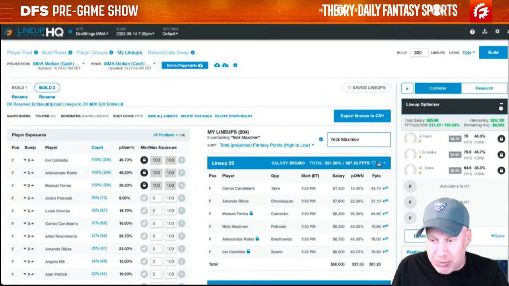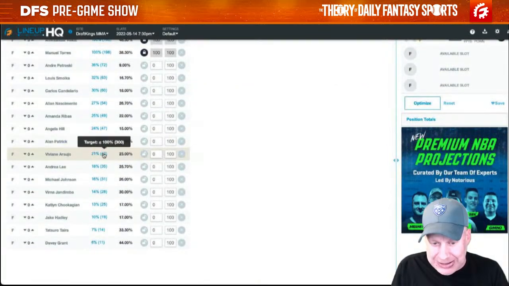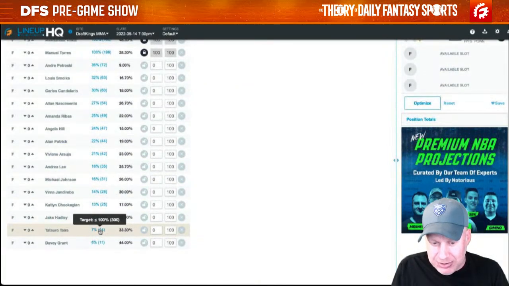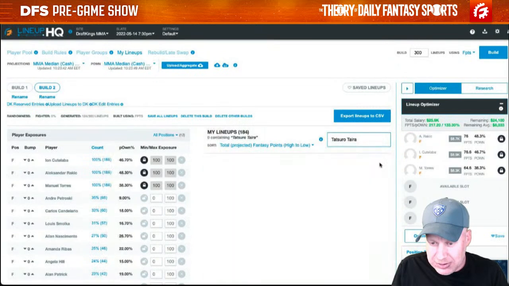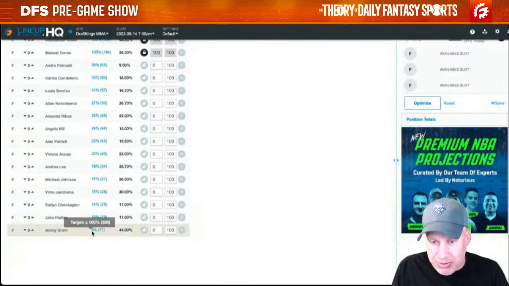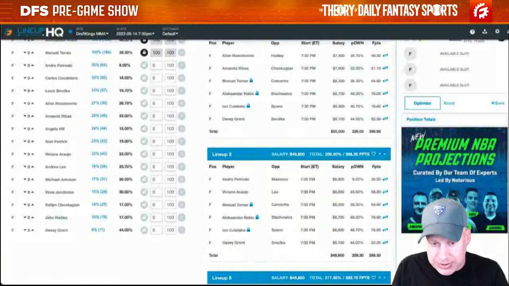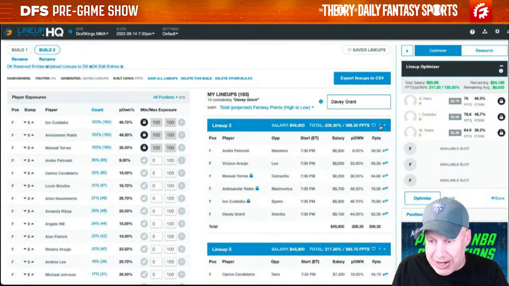Okay, so 6 contain Maximov, right? So we're going to get rid of these. 6 contain Maximov. Then we got Tyra. You get rid of these. And then we get rid of the Davy Grant. Also, no, Hadley's 8,800, so he's not a 9K fighter. So we get rid of Grant.